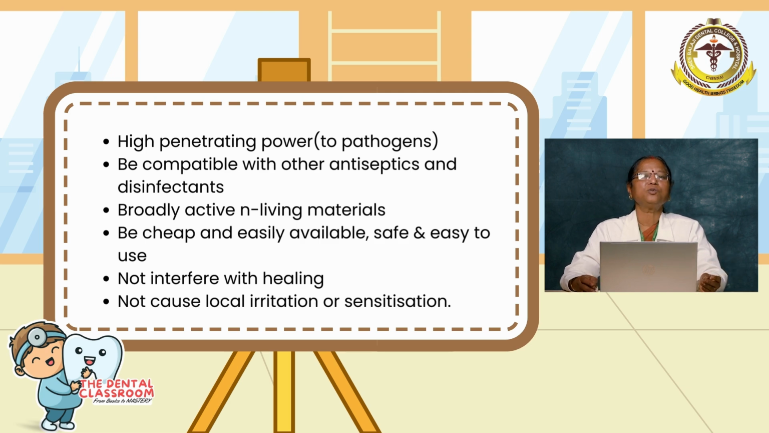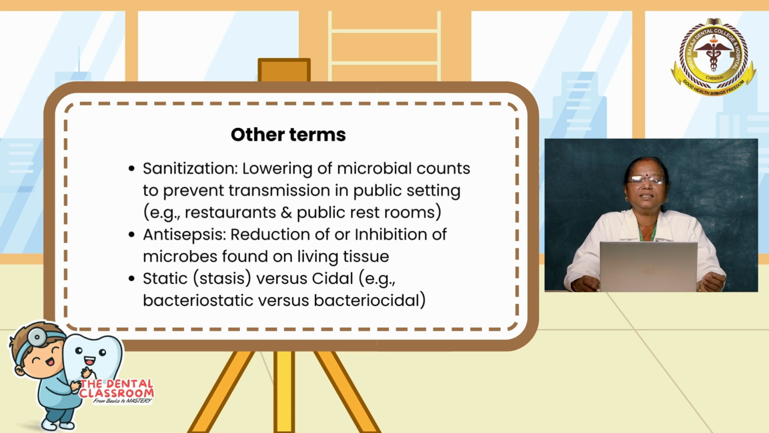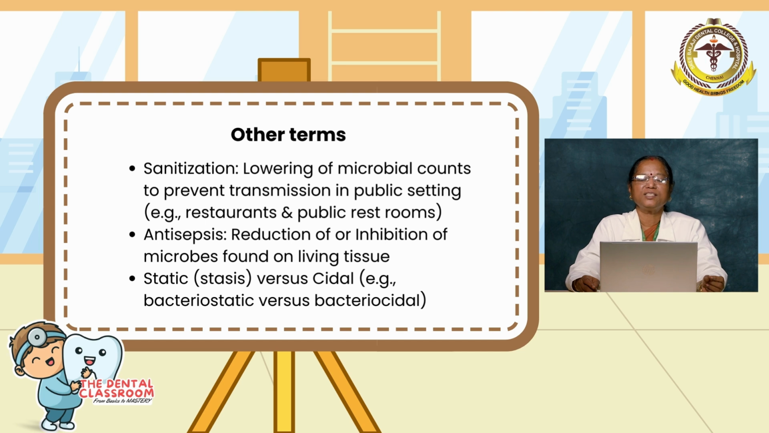Certain other terms I would also like to introduce. One is sanitation. Sanitation is the lowering of microbial counts to prevent transmission in a public setting, like restaurants and public restrooms. You might have noticed when politicians or VIPs visit, white colored powder is sprayed on the roads. That is mainly bleaching powder, to lower the microbial counts and prevent transmission in a public setting.